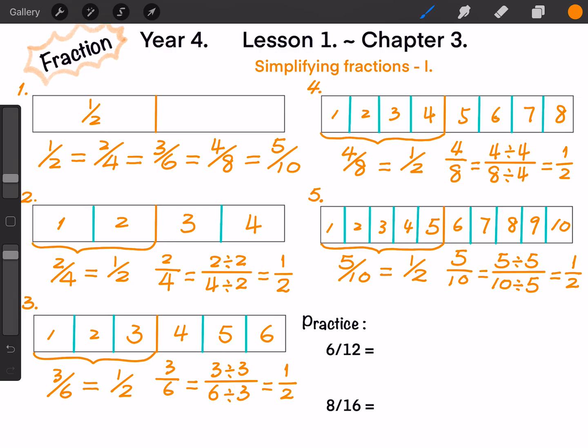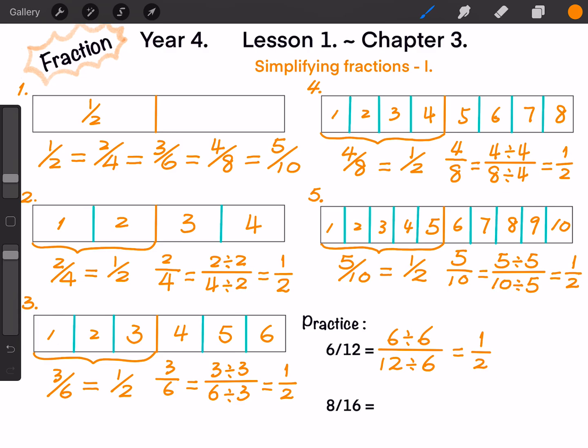6/12. Let's have a try. 6 divided by 6. 12 divided by 6. Numerator and denominator are divided by the same number. Equals to 6 divided by 6 equals to 1. 12 divided by 6 equals to 2. So 6/12 equals to 1/2.